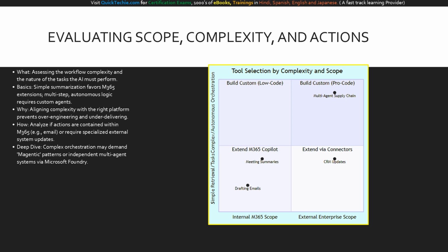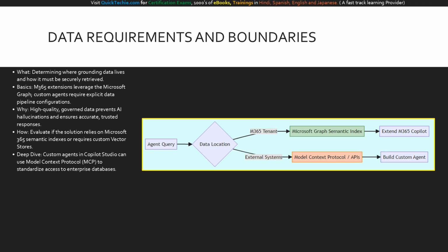As we move to the bottom right, simple tasks but requiring external data, like basic CRM updates, you can extend via connectors. However, as you move into the upper quadrants requiring complex orchestration, you cross the threshold into building custom agents. For moderate complexity, low-code Copilot Studio is in quadrant 2. For the highest complexity and external scope, like a multi-agent supply chain system in quadrant 1, pro-code custom development in Microsoft Foundry is required. Data is the lifeblood of AI.